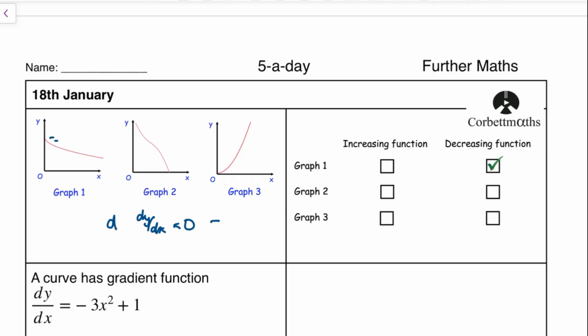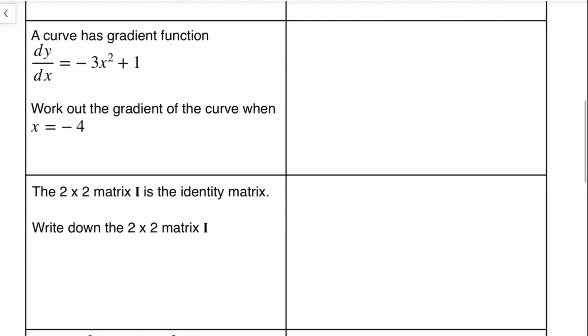So you can see in graph 1, the gradient is always negative. Even though it's more negative in some places, it's always negative. So therefore, this is a decreasing function. Similarly here, this gradient is always negative. Even though it becomes less negative and more negative, it is still always negative. So this is a decreasing function. And you can probably guess where we're going with graph 3, which is always positive. So therefore, that is an increasing function. Just a nice, straightforward, do you understand what these mean type of question.